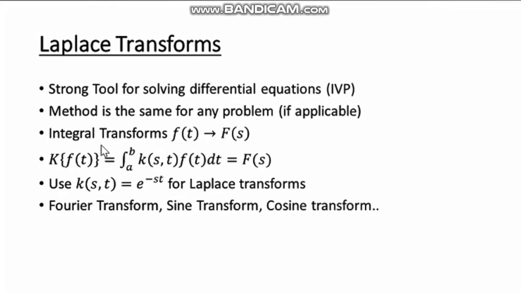This K of s, t is called the kernel of the transform, and depending on the kernel, the transforms are given various names. There is the Fourier transform, sine transform, cosine transform, etc. And for the Laplace transform, we take K of s, t as e raised to minus st, and the limits a and b are taken as a equal to 0 and b equal to infinity. So it's an improper integral.